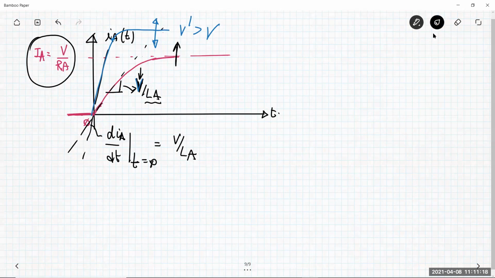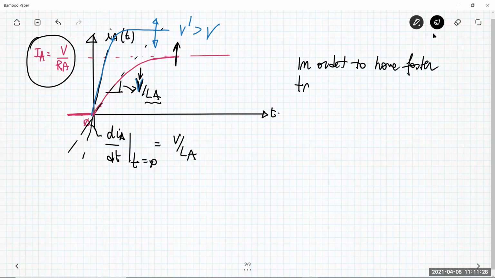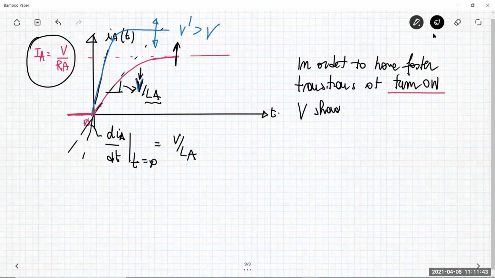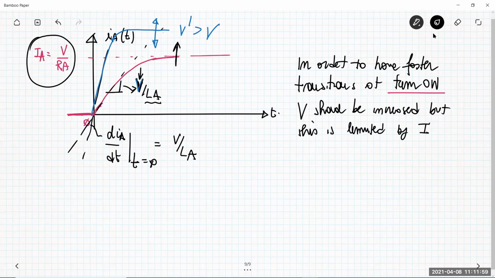Summarizing, in order to have faster transitions at turn on, V should be increased, but this is limited by the IA maximum value.